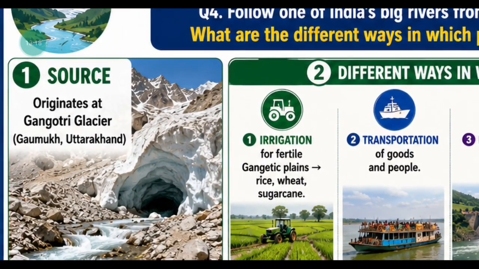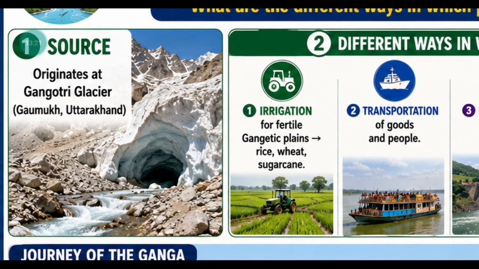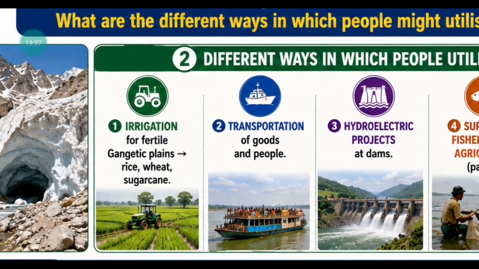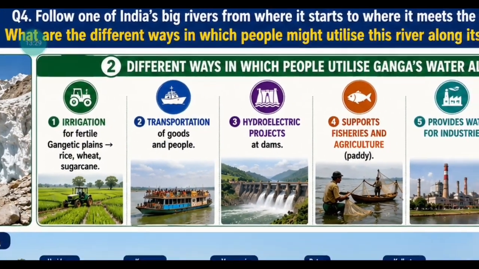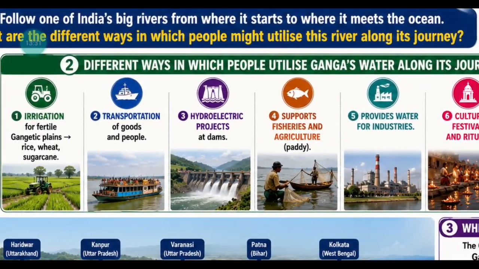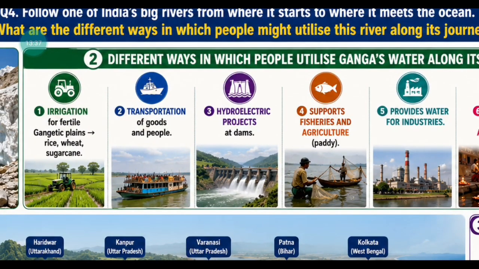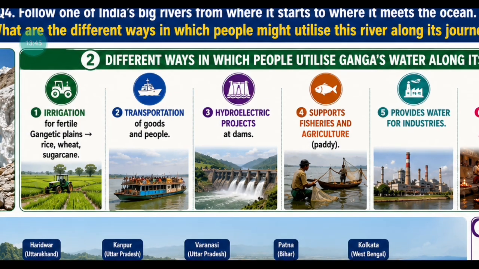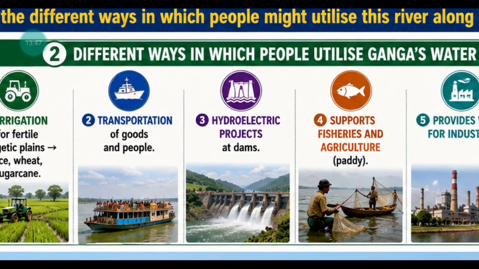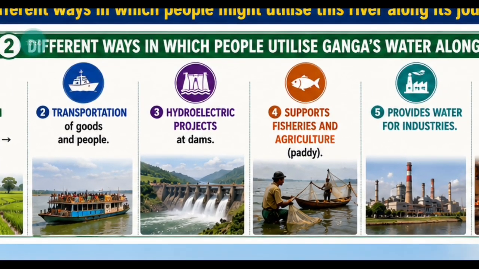First is the source. It originates at Gangotri Glacier, Gomukh, Uttarakhand, as you can see in the image also, right children? Second is the different ways in which people utilize Ganga's water along its journey. It is useful in irrigation. In the Gangetic plains, people grow rice, wheat, sugarcane, and many other crops, so for irrigation this water is useful. Second, this river is useful for transportation.